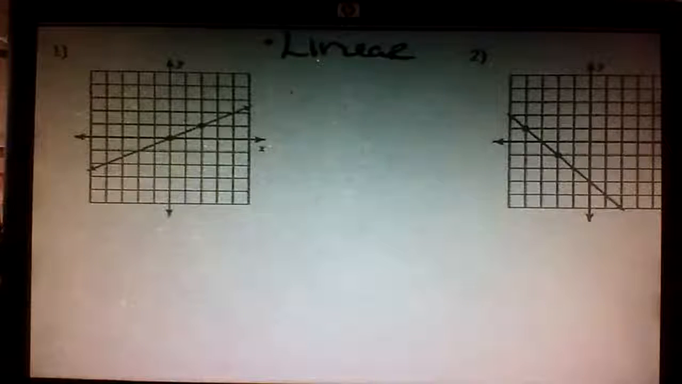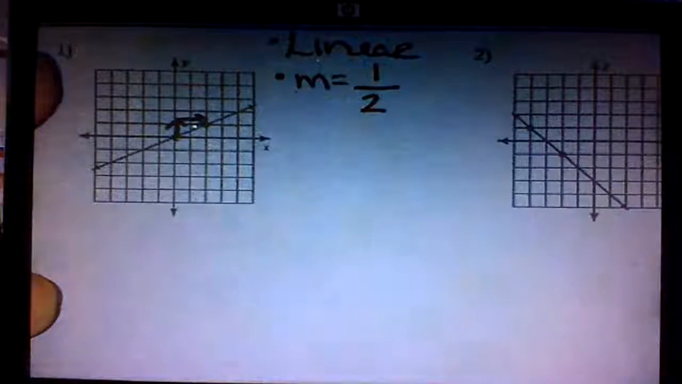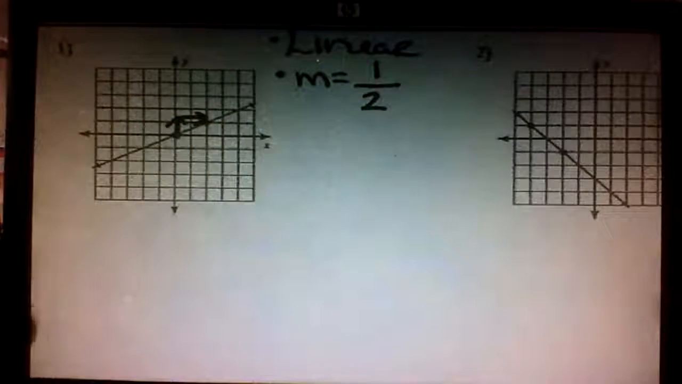Okay? Up one to the right two. So, Brenda says, we've got that pattern, and my pattern is up by one and to the right by two. So my slope is 1/2. Because again, my graph goes up by one and to the right by two. Okay?